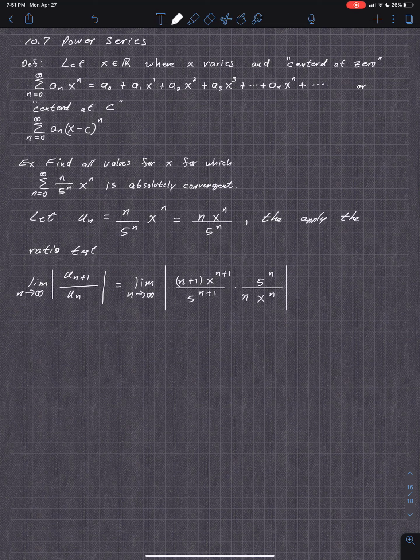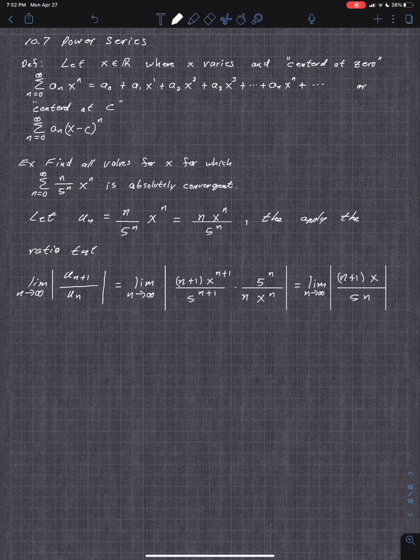And then we can continue to simplify. Remember, x to the n plus 1 is x to the n times x. 5 to the n plus 1 is 5 to the n times 5. Right, so it'll simplify quite a bit. So that equals the limit of the absolute value of n plus 1 times x over 5n. So if that's not obvious or simple, then check that out.